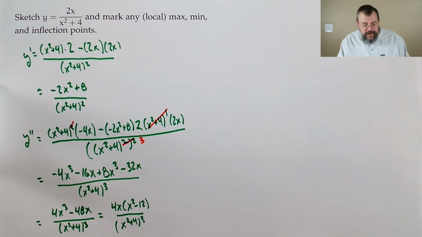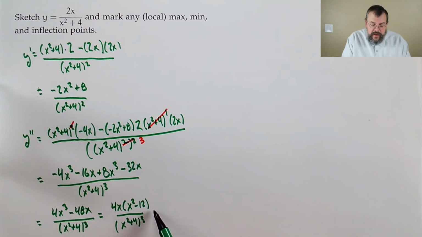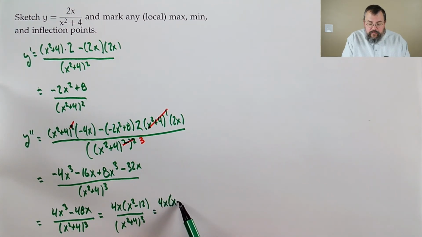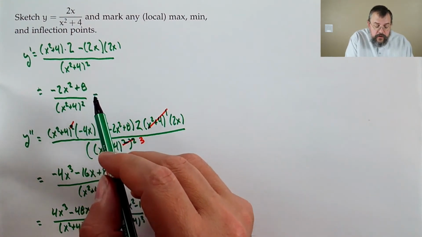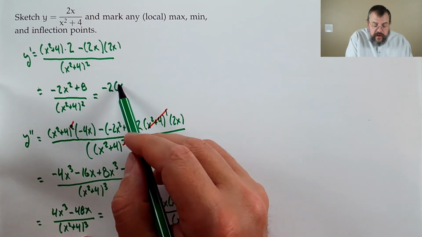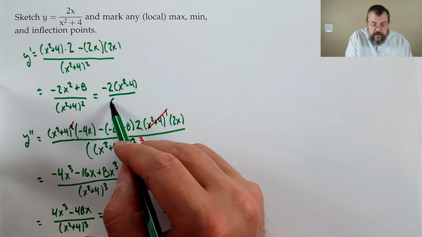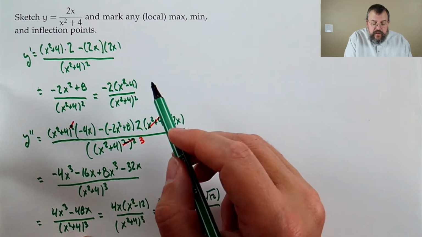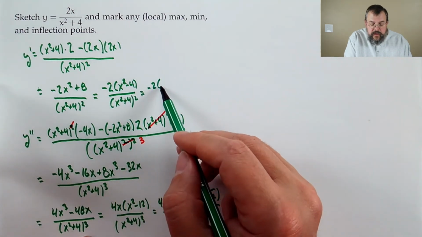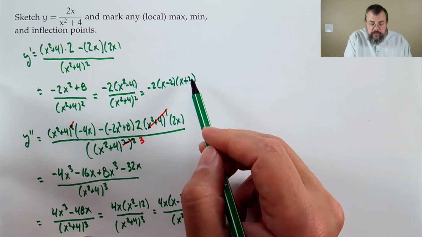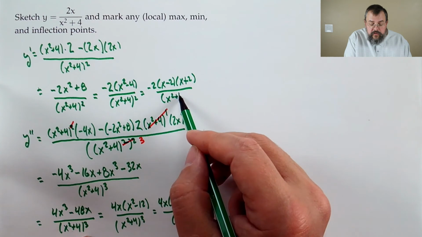Now, x squared minus 12, maybe not the most pleasant thing, but it can be factored. It's actually not so hard, especially if we think of it as a difference of squares. So we can think of this as 4x times x minus square root of 12, x plus square root of 12, divided by x squared plus 4 cubed. If we come up here, we can do something similar. Minus 2 times x squared minus 4. And then that becomes x minus 2, x plus 2, divided by x squared plus 4 squared.